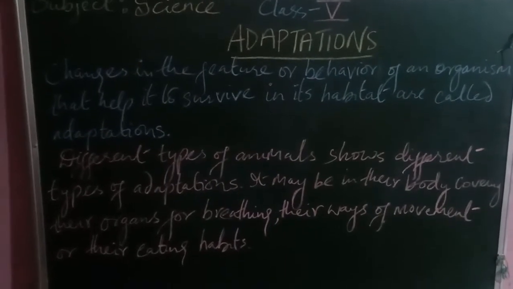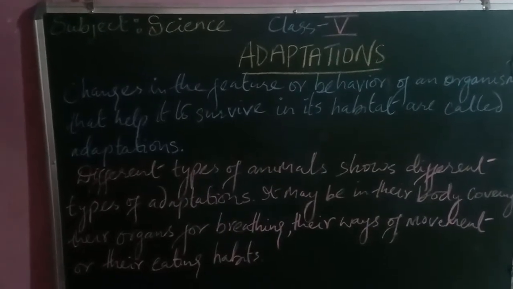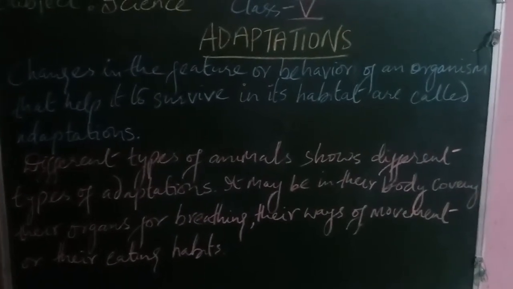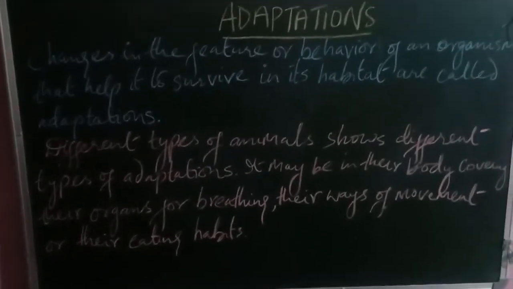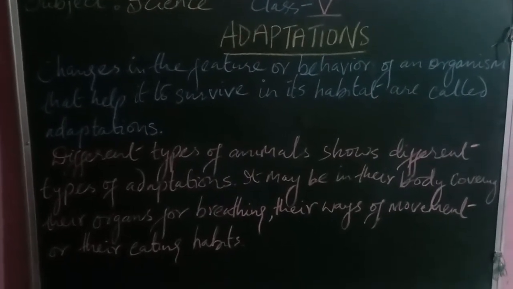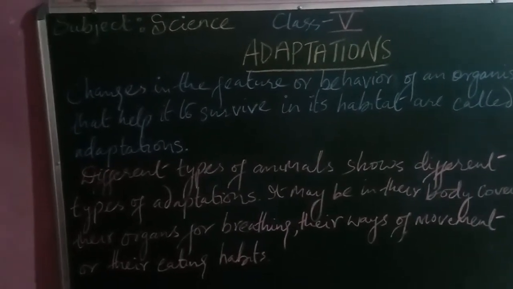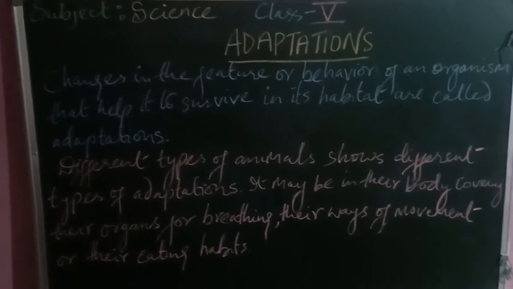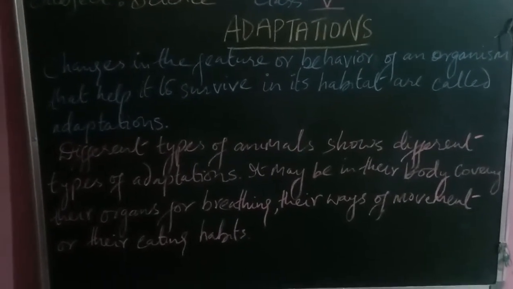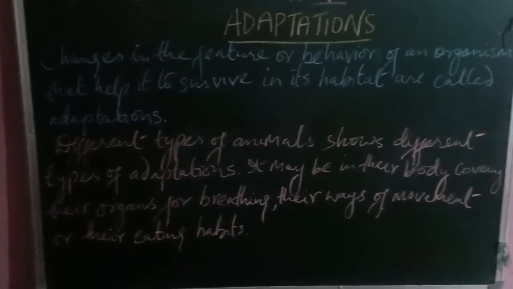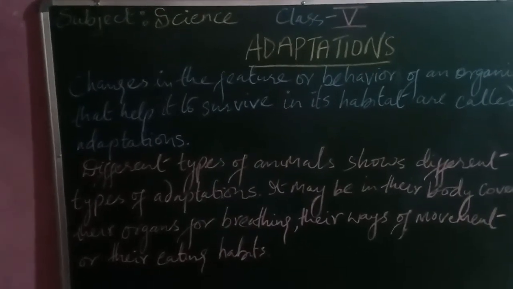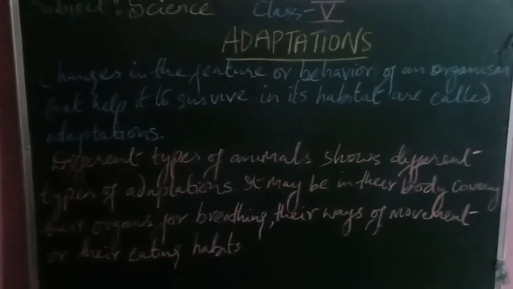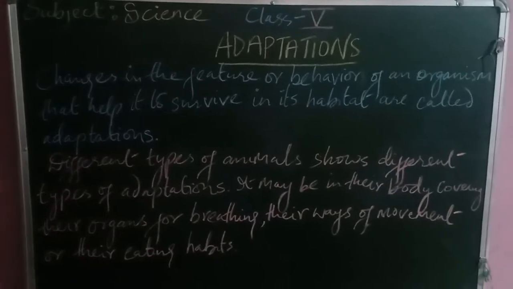The different types of animals show different types of adaptation. It may be their body covering, their organs for breathing, their ways of movement, and their eating habits. So it can be anything for them. Body coverings: the outer part of the body is covered such that they can adapt to any weather or climate. Their organs for breathing: some of the animals have been gifted with the ability that their organs have been designed such that they can breathe in different ways. Their ways of movement also matter in adapting to nature, and so do their eating habits. Based on their food, they can adapt to any weather or climate.